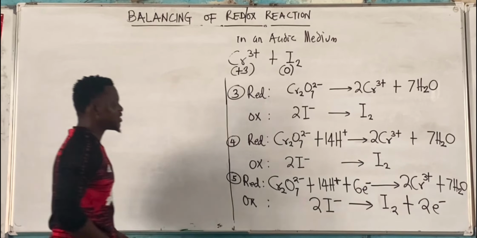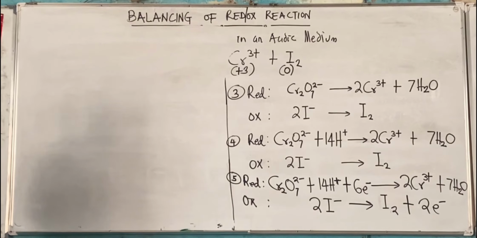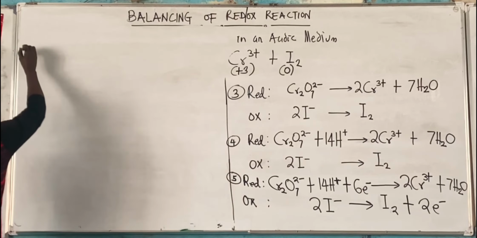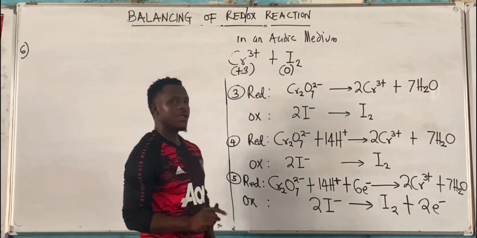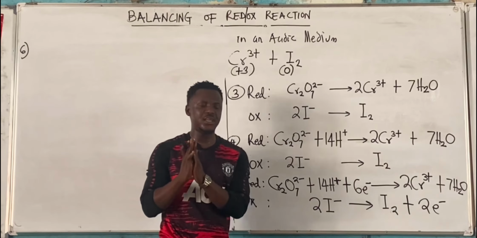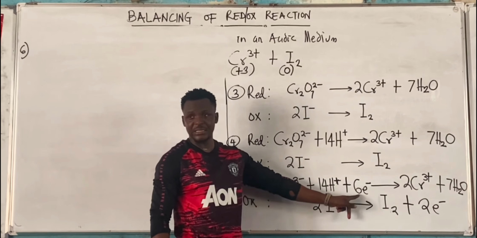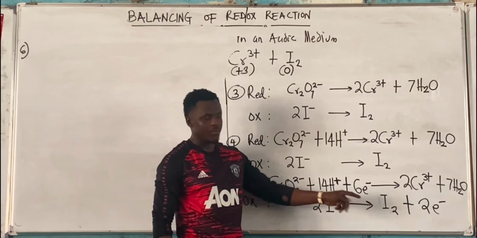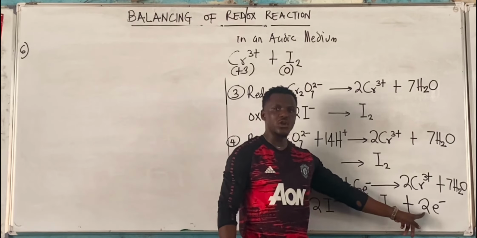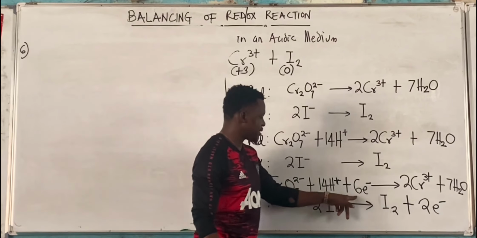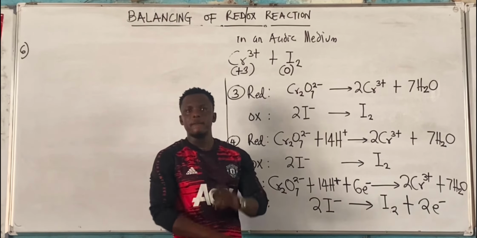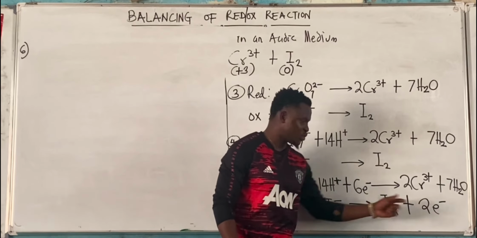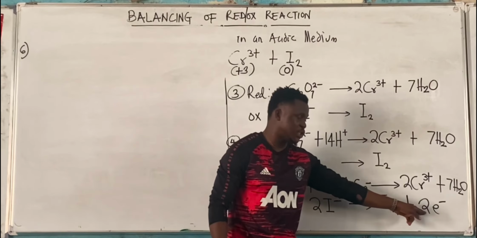All right, so let's start step 6. Step 6 says use coefficient to ensure that electron gain, which is the one on the reactant side of the reduction, is equal to electron loss. So here is 6 and here is 2. Now since they are not the same, electron gain is 6, electron loss is 2.